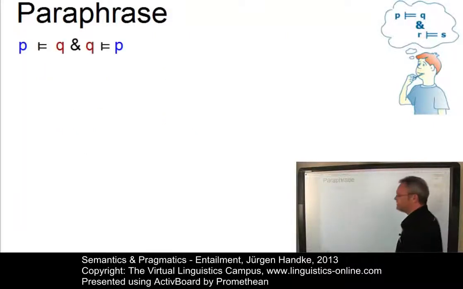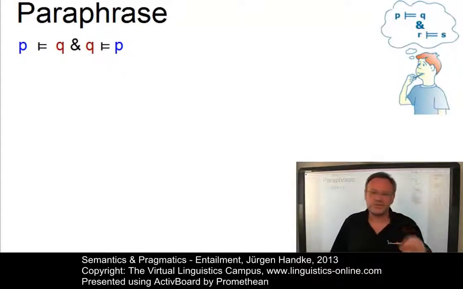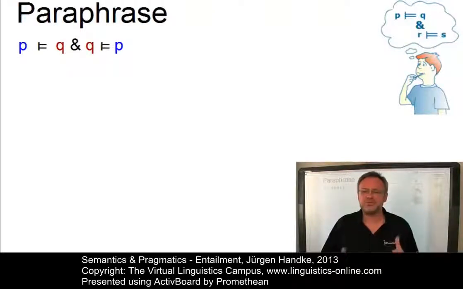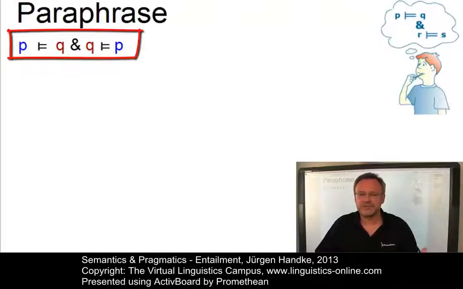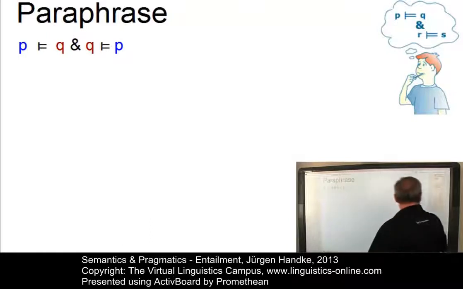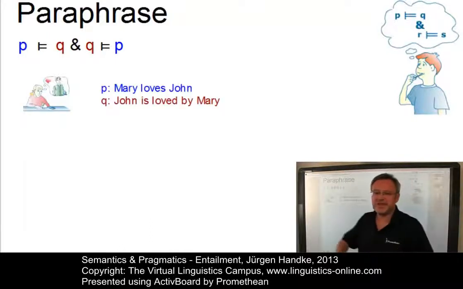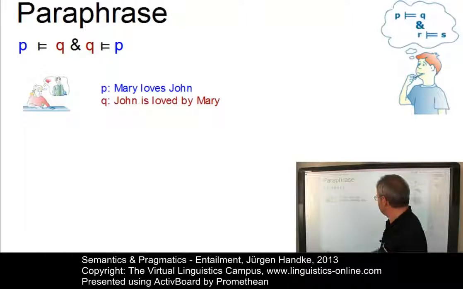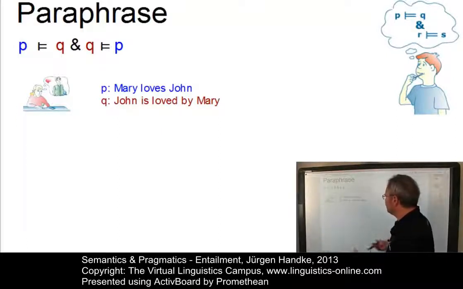Paraphrase can be defined as a mutual entailment relation between 2 propositions which can logically be expressed by a conjunction. P entails Q and Q entails P. The most typical natural language example of a paraphrase relationship is the active-passive relation. Mary loves John entails John is loved by Mary, and John is loved by Mary entails Mary loves John. So mutual entailment.